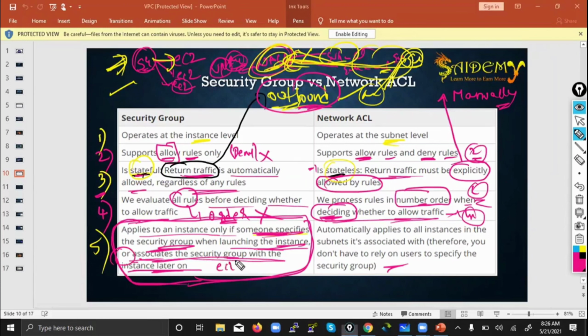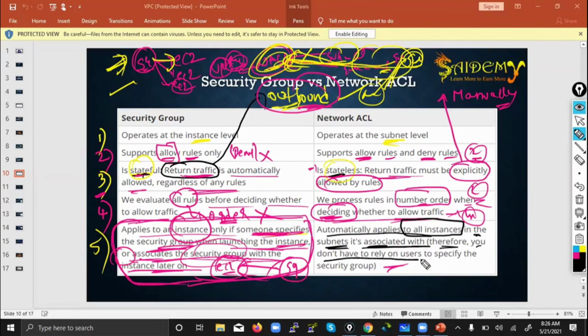After creating EC2, can we attach a security group or not? Either while launching the instance you can attach a security group, or after launching the instance you can also attach the security group. And here what they are saying is, it automatically applies to all instances in the subnets it's associated with. Therefore, you don't have to rely on users to specify the security group.